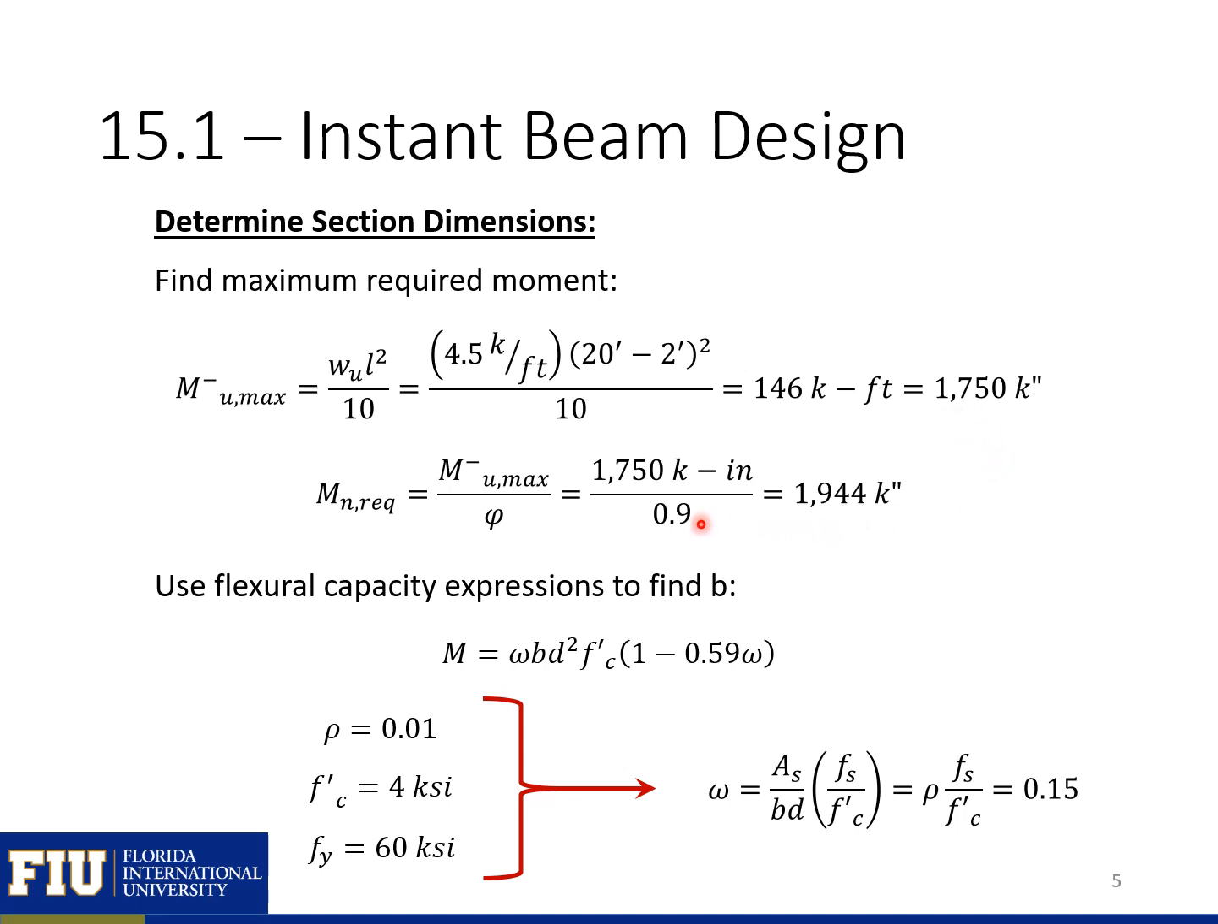We can divide this by 0.9, our phi factor for flexure for a tension controlled behavior. So we're assuming tension controlled behavior here. And we'll get an MN required of 1,944 kip inches. We can use this expression here for our flexural capacity to find our B and H. So we'll start with our B value here. We'll assume a rho or reinforcement ratio of 0.01, a concrete strength of 4 ksi, and a yield strength of 60 ksi. Using these values, we can calculate our omega as about equal to 0.15.